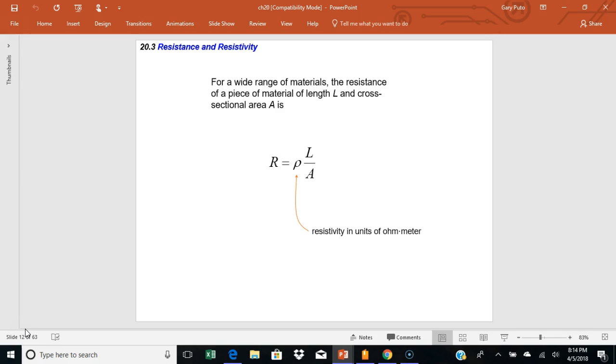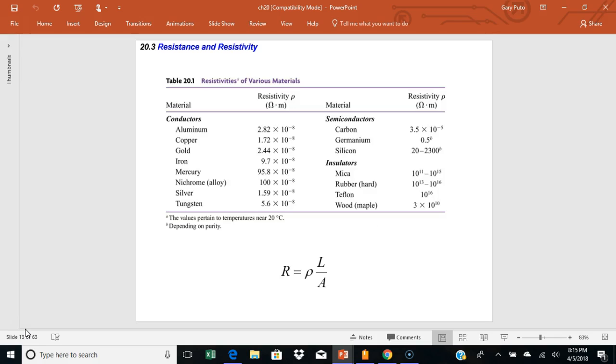Recall the water pipe analogy we talked about, where you've got the length of the water pipe and the cross-sectional area of the water pipe. They determine the pipe resistance, basically. You know how much water is going to flow through the pipe. So again, same type of thing dealing with electrical energy.